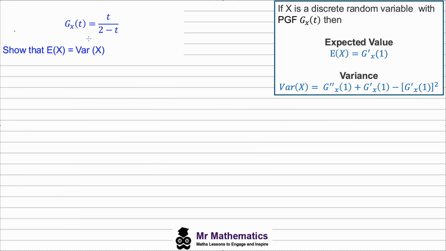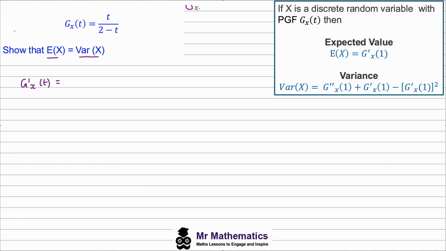Okay, so now we've been given the generating function of t as t over 2 minus t. We've been asked to show that the expected value is equal to the variance. So perhaps you want to try this question yourself. You can pause the video and come back when you're ready. Okay, so we need to differentiate the generating function with respect to t. And to do this, we need to use the quotient rule.